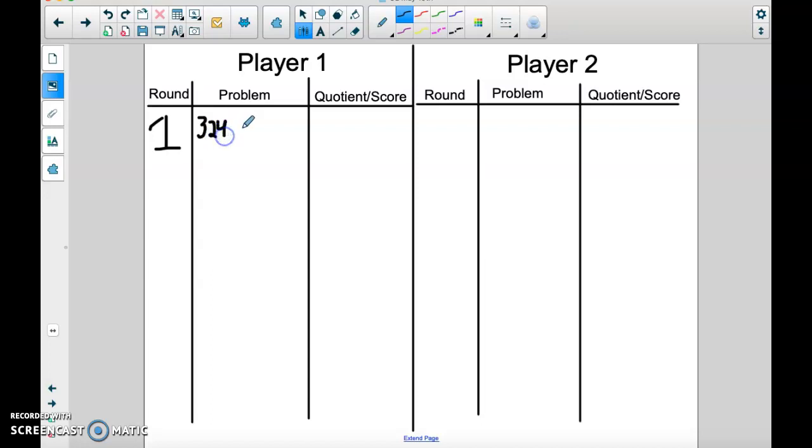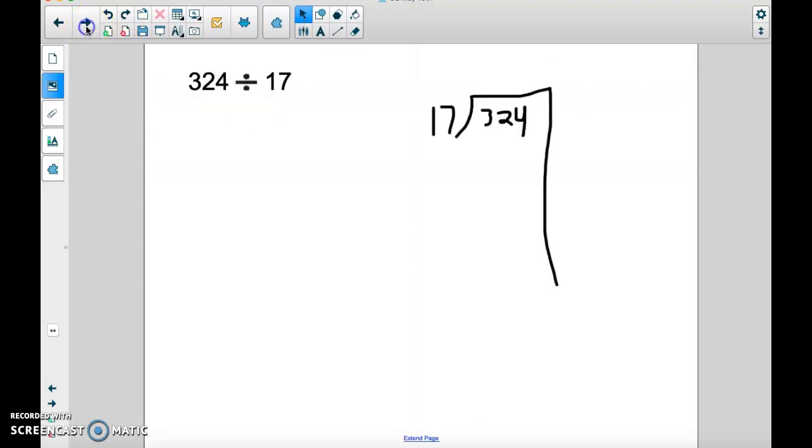324 divided by 17. Okay? Now, I need to show my work in solving this, right? So on my scrap paper, I have my problem set up.